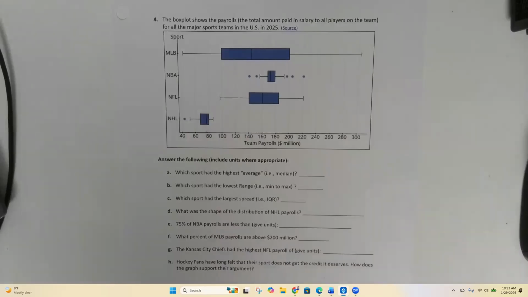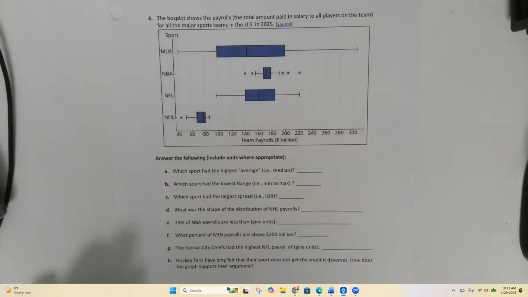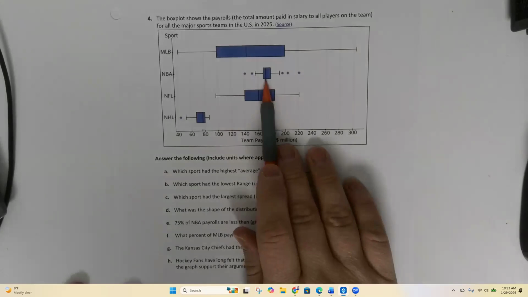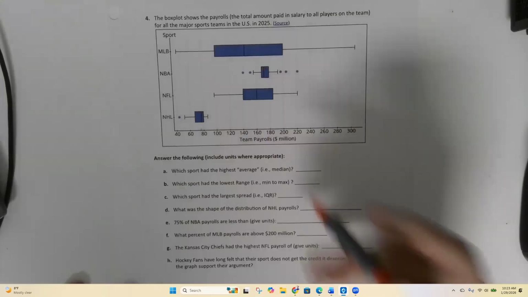So which of these sports has their middle line farthest along the x-axis? That's a question for you guys. What do you think for question A? Which sport had the highest average? NBA, yep. NBA's middle line is right here. Its median is somewhere around like 170.